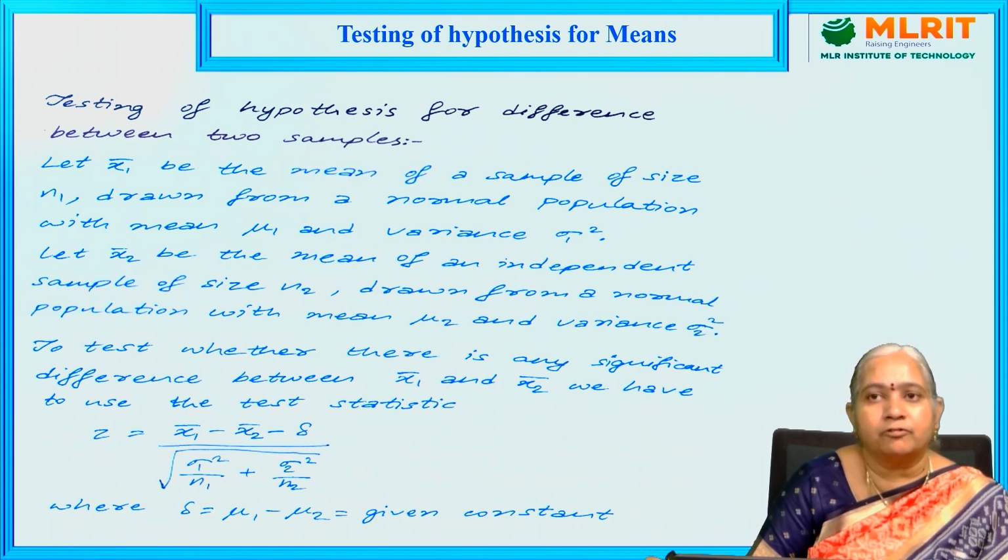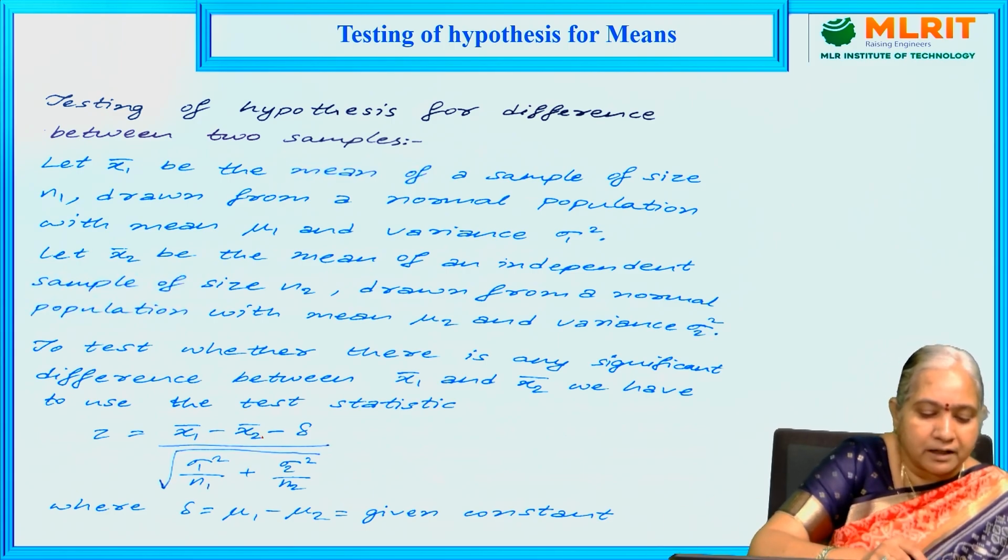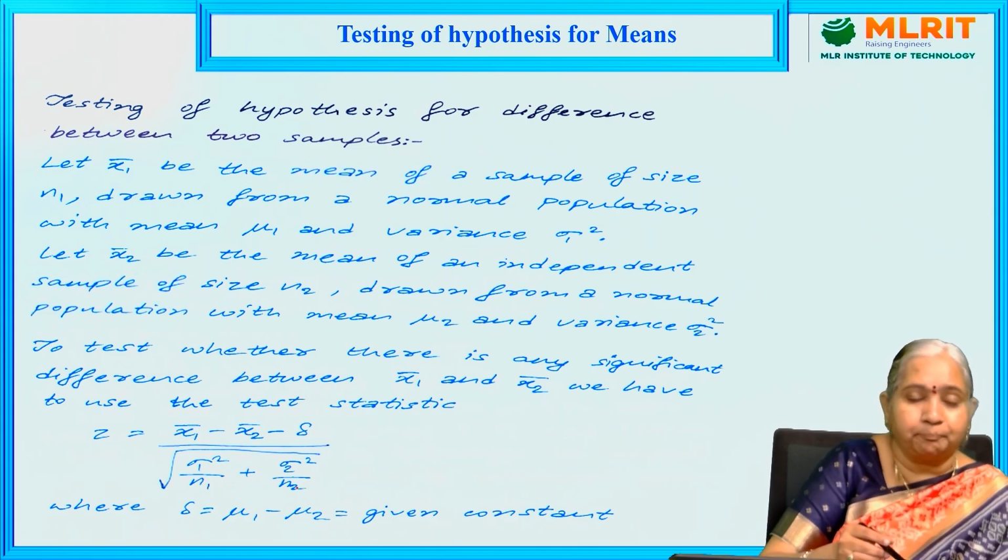So what formula do we have to apply when two samples data is given? In one sample data, we applied z is equal to x bar minus mu by sigma by root n. In two samples data, to test the mean of the populations, we apply the test statistic z is equal to x1 bar minus x2 bar minus delta by under root sigma 1 square by n1 plus sigma 2 square by n2.